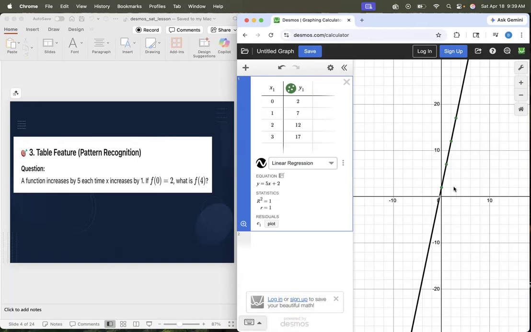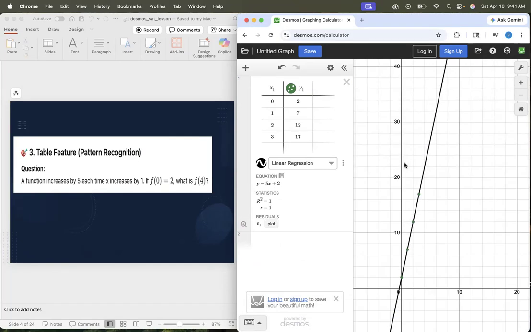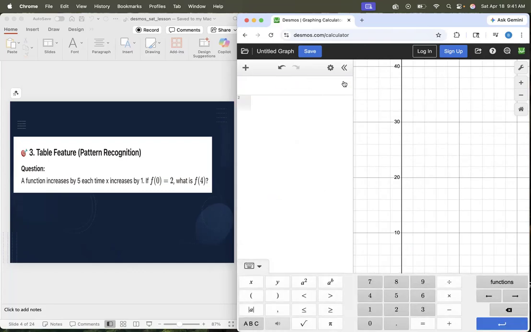Therefore, for f of 4, you can look for 4 on the graph: y is equal to 5x plus 2. If you substitute 4 here, 5 times 4 is 20, plus 2 is 22. If you look at it, 4 is right here. If you trace it, it hits exactly 22. So that's your right answer. That's the third beginner thing I want you to know.